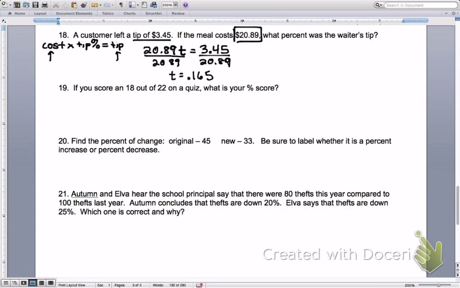So that's the decimal version. We're looking for what percent was the waiter's tip. So we need to convert that to a percent, and how we do that is we just move that decimal place over 2 spaces to the right. So the tip was 16.5%.